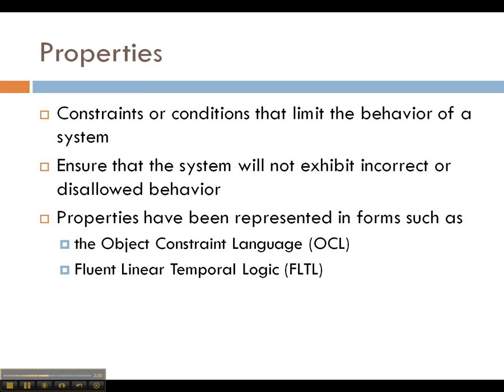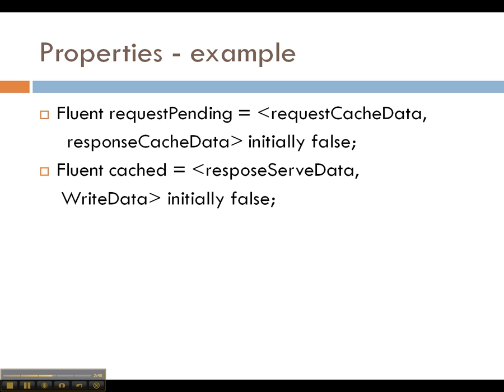Now, a property is a constraint or condition that limits the behavior of the system and ensures that the system will not exhibit incorrect or disallowed behavior. Usually, we represent properties using object constraint language or fluent linear temporal logic. This is an example of the properties.